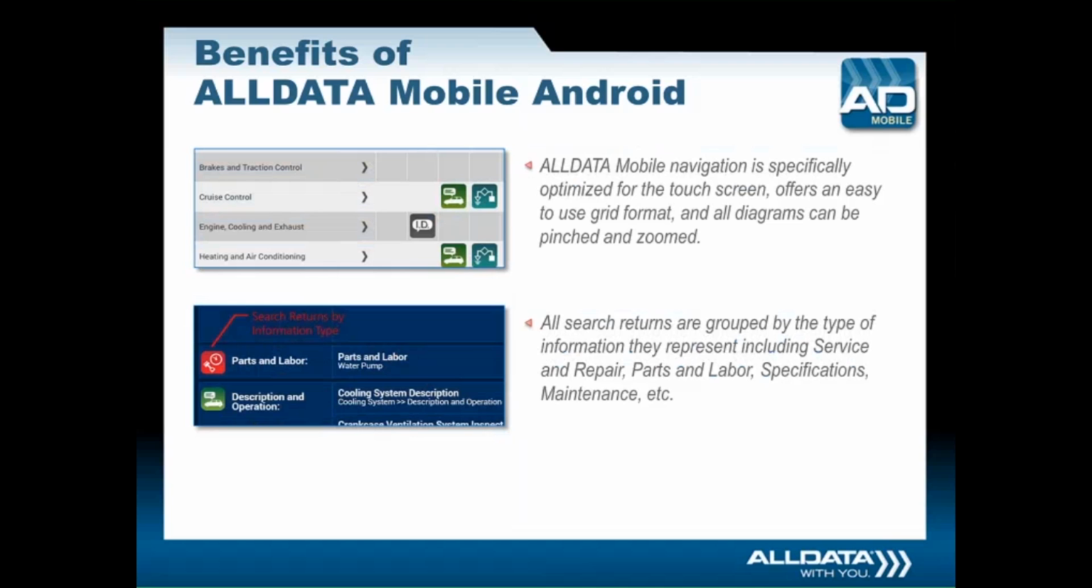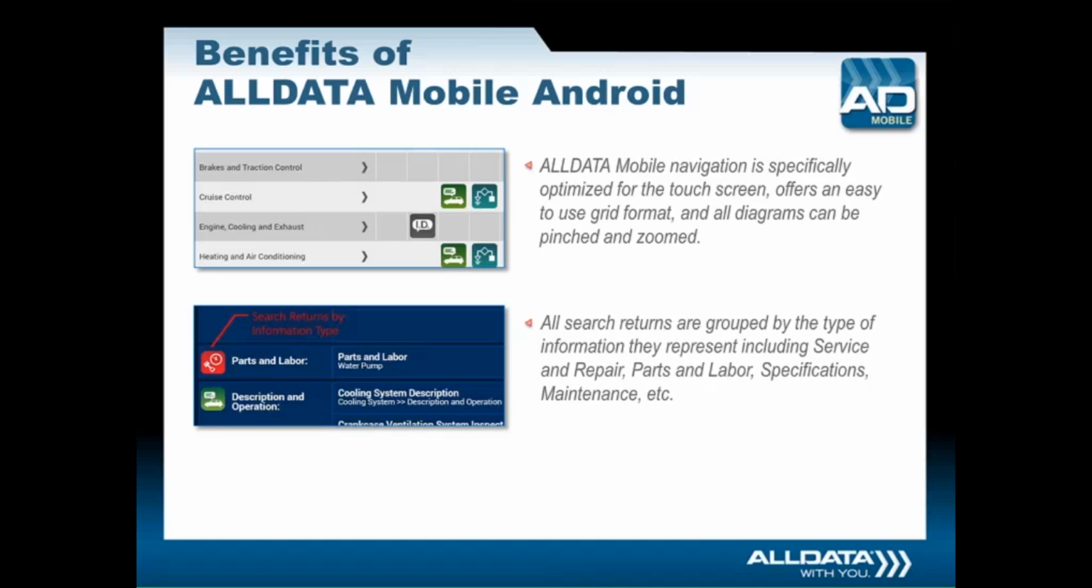The navigation now is in a grid format, as you can see in that image on the top left. All the system information is listed to the left, and all the information types that are tied to those associated systems, subsystems, or components are denoted by an icon that appears. So all you have to do is touch the icon, and you go right directly into that information.